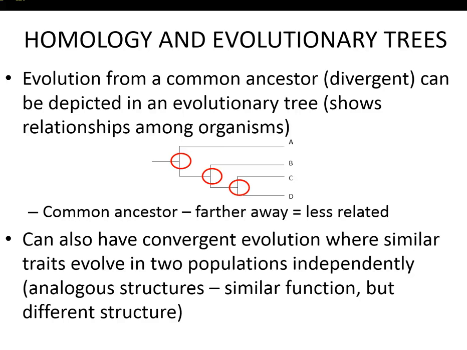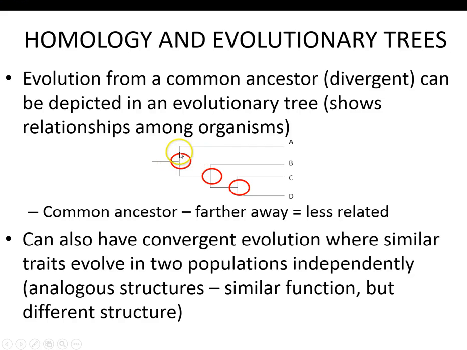Now, we said that when we look at homology, it suggests something called divergent evolution. So, again, looking at this tree, here's a common ancestor. In divergent evolution, that common ancestor branches off and produces species A, and also this common ancestor, which then eventually branches off and produces species B, and this common ancestor, which eventually branches off and produces C and D. Okay, so those are all divergent events where we see a common ancestor branch off.